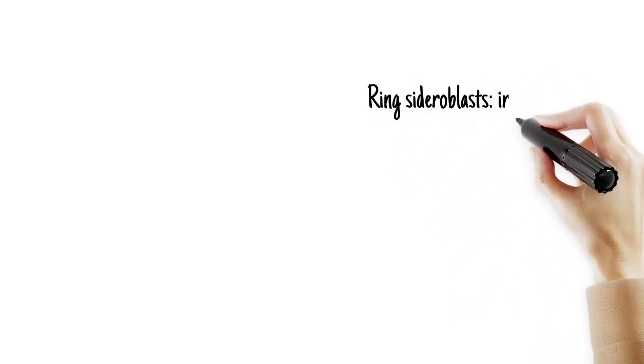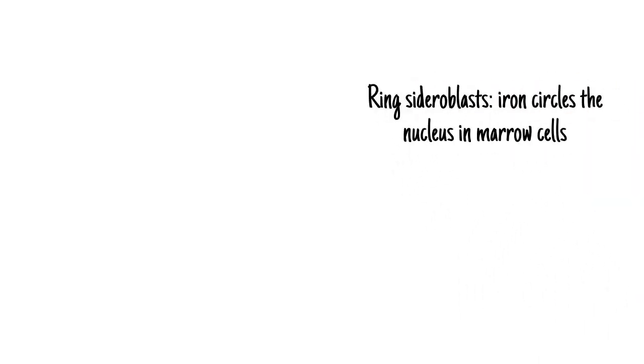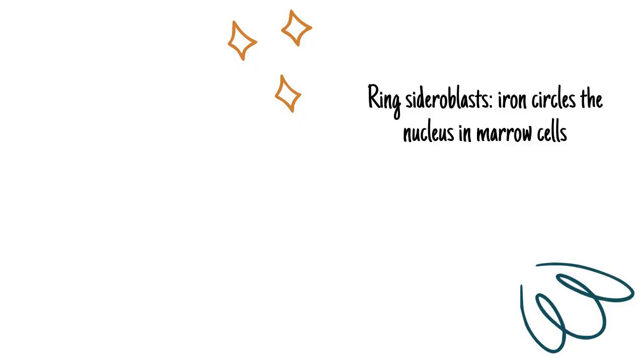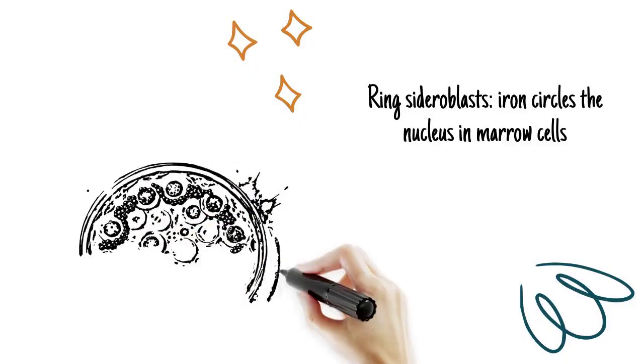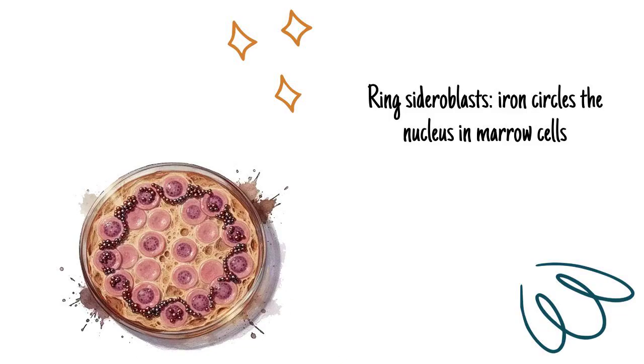When these cells are stained on bone marrow examination, the iron deposits form a ring around the nucleus, hence the term ring sideroblast. The mitochondrial location of the iron is not just a pathological curiosity. It reflects the mechanistic failure at the heart of the disease.